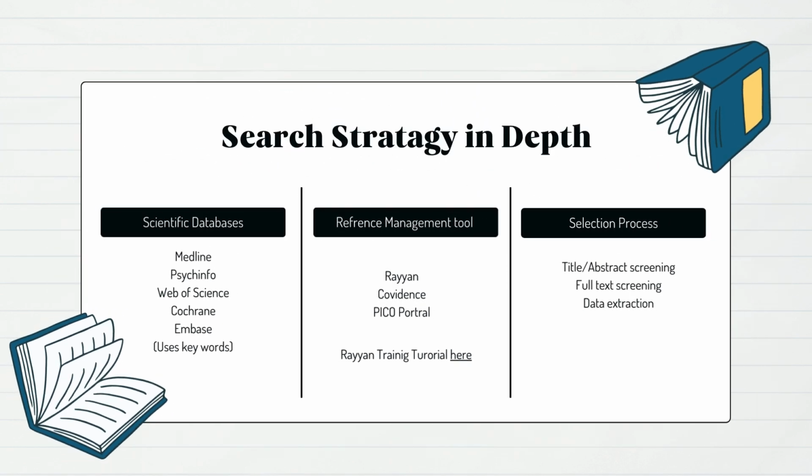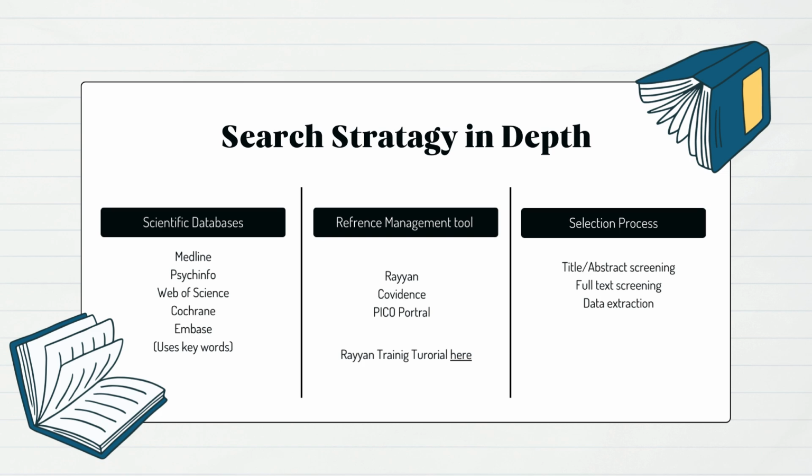Taking a deeper look into the search strategy, it involves using specific scientific databases. These databases are giant organized collections of scientific information stored electronically. Scientific databases are like libraries filled with research articles and data, but instead of browsing shelves, you use keywords to find what you need. Keywords are single words or short phrases that capture the core concept of your research question. Think of them as tags.